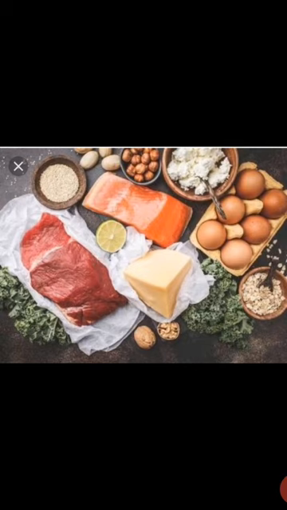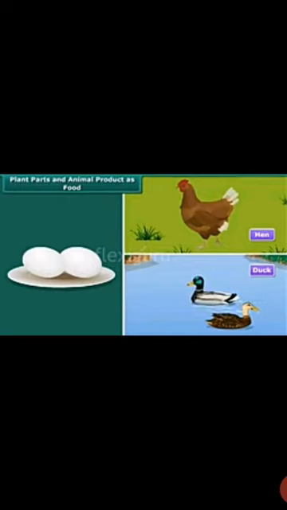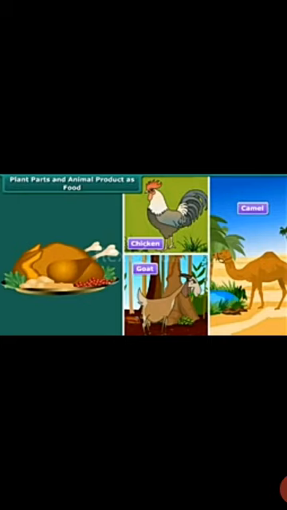Although this is a yuck picture, but what can we do? These are those animal products which serve as food material for we, the human beings. Here is the most important and the most crucial food material which we get from animals. It is milk. We get milk from cow, buffalo, goat, and in some areas we get milk from camel also. Next, egg, we get it from hen and duck. Flesh means meat or chicken. We get it from goat, chicken, and in some areas we get it from camel also.